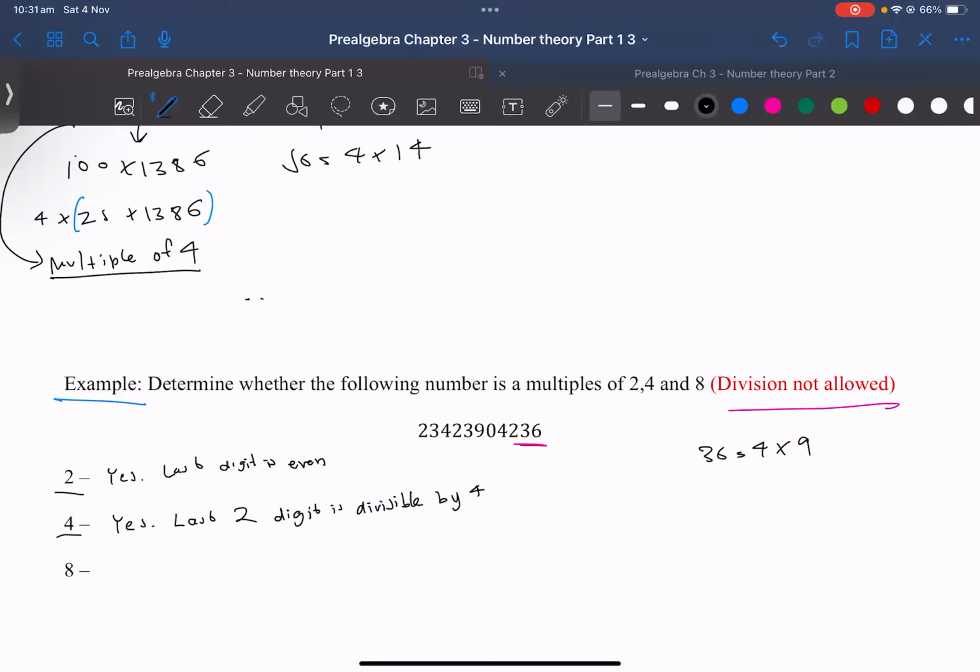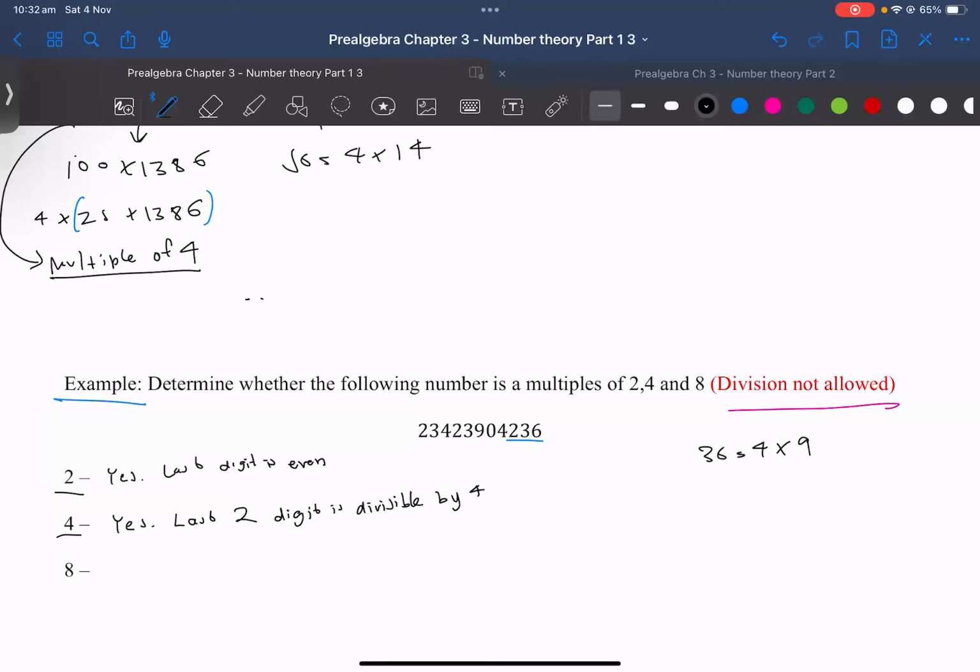Yep. And what about 8? Is this big number divisible by 8? And how do we know that? You don't need to tell me the answer, but how do we check it? Can anyone tell me how we check if this number is divisible by 8? We check the last 4 digits. Close. It's not 4, it's 3 digits.